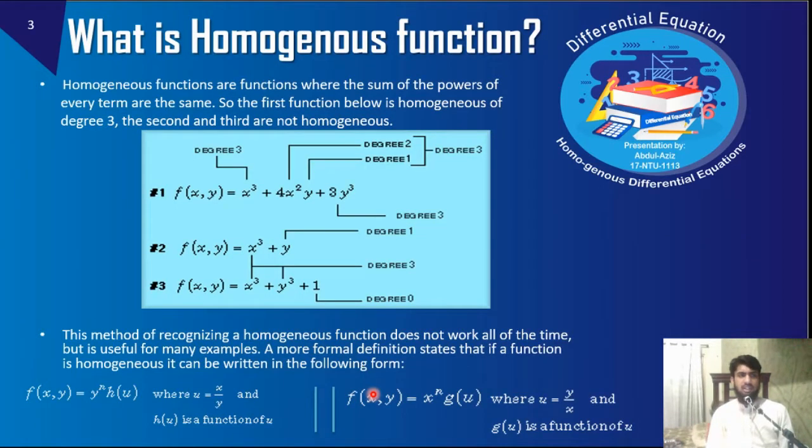As you can see, we continue the same topic. What is a homogeneous equation? A homogeneous equation is one where the sum of the powers of every term is the same. So the first function below is a homogeneous function. This is a homogeneous function.